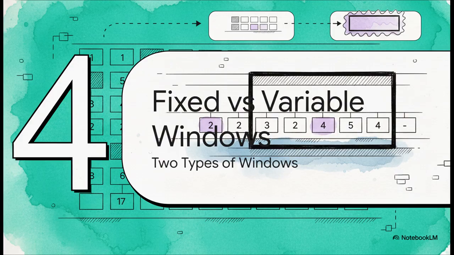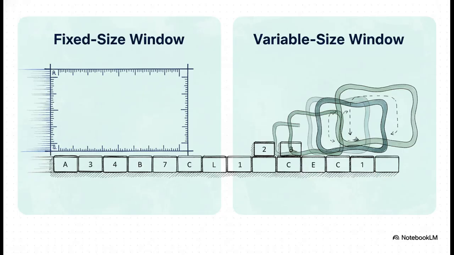Now, this technique isn't some one-size-fits-all magic bullet. It actually comes in two main flavors, and each one is perfect for a different kind of problem. On one hand, you've got the fixed-size window. This is for problems exactly like the one we started with. Find the max sum of a subarray of a specific size, let's call it k. The window size never, ever changes.